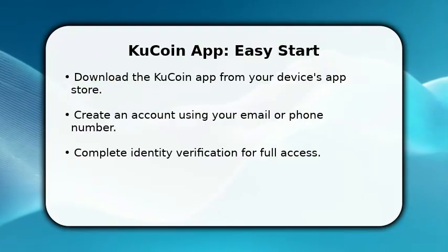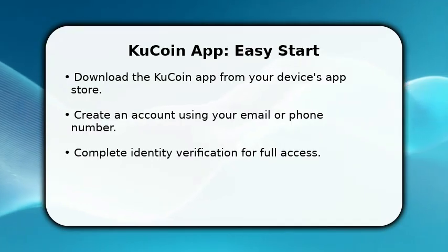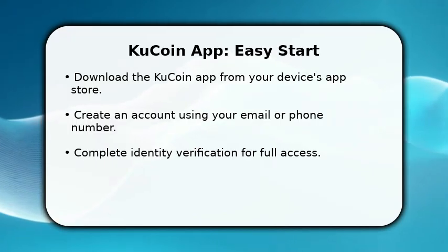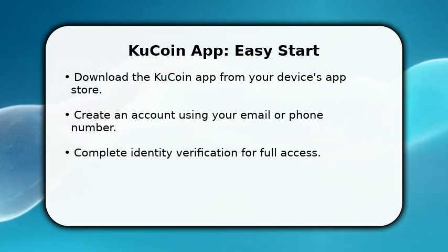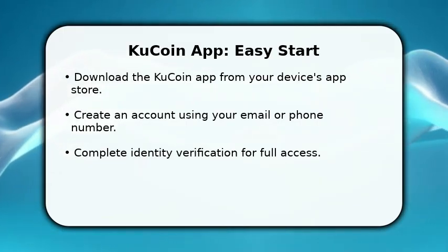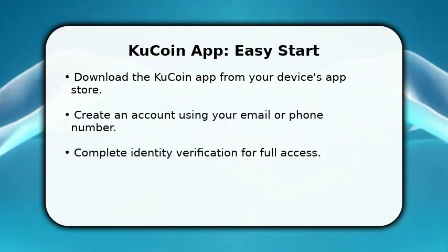In this video, I will explain how to use the KuCoin app for beginners. First, download the KuCoin app from your device's app store. Next, create your account using either your email address or phone number. To unlock all features and ensure security, you will need to complete identity verification, often called KYC, by uploading a photo of your ID and taking a selfie.